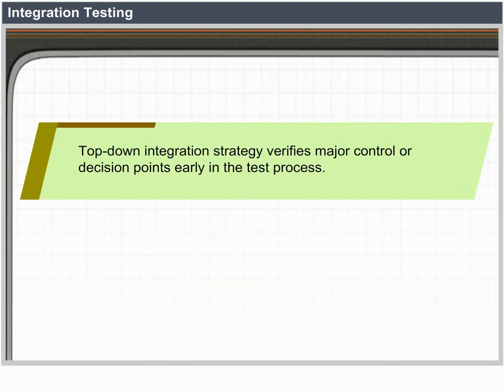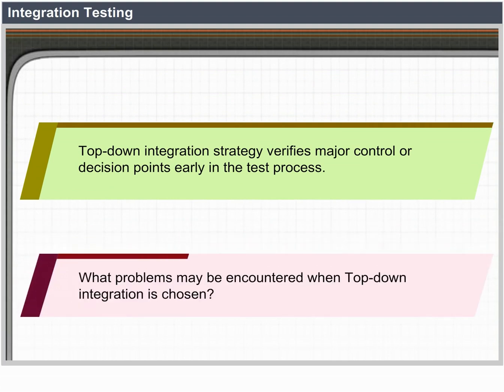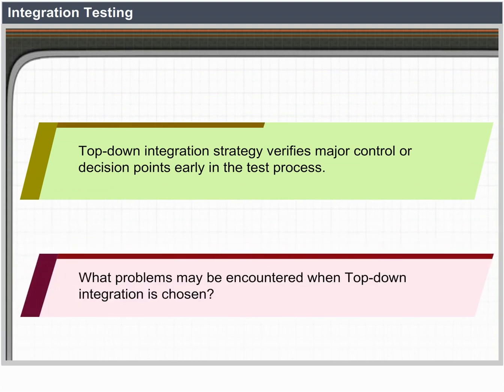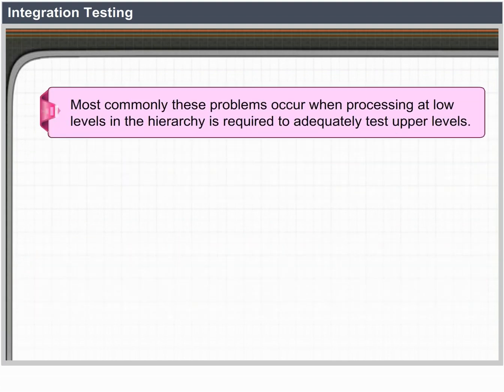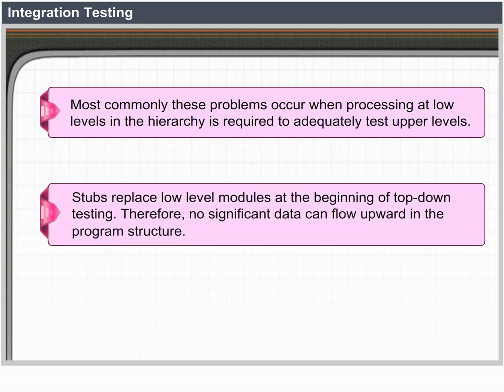Top-down integration strategy verifies major control or decision points early in the test process. What problems may be encountered when top-down integration is chosen? Most common of these problems occurs when processing at low levels in the hierarchy is required to adequately test upper levels. Stubs replace low-level modules at the beginning of top-down testing. Therefore, no significant data can flow upward in the program structure.